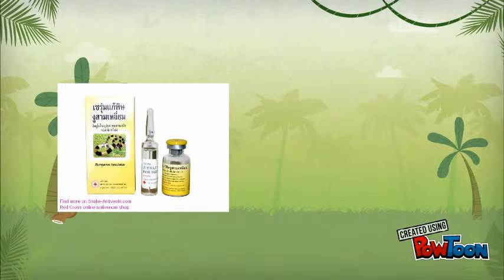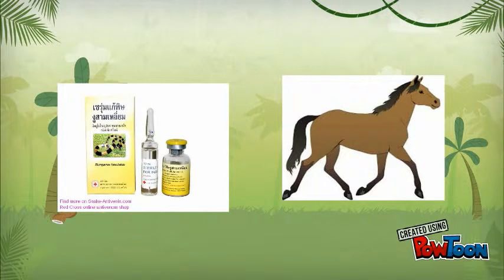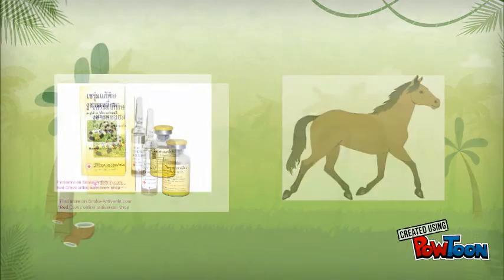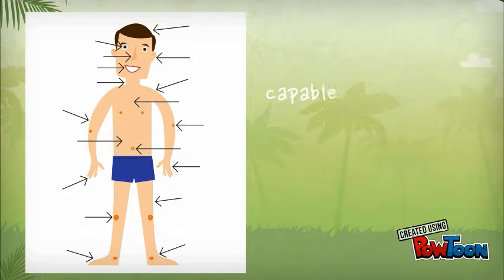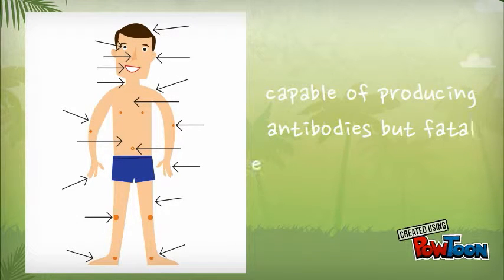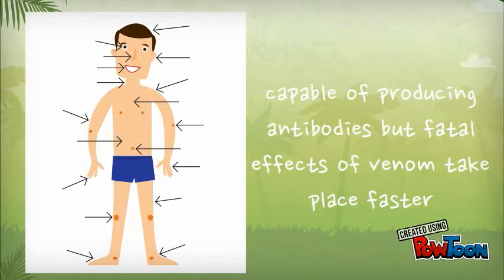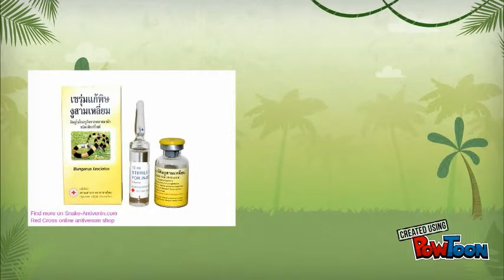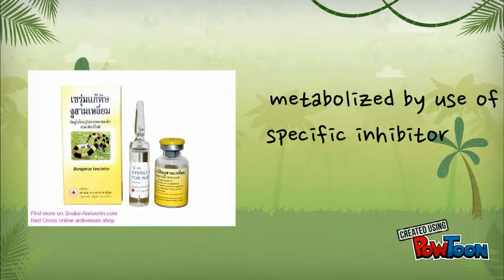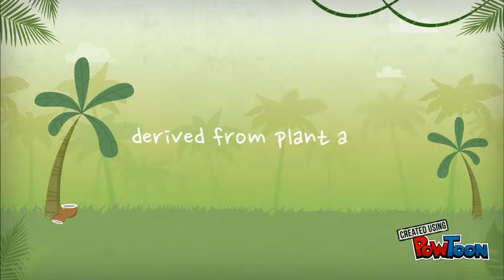Antivenoms are primarily derived by collecting antibodies from horses and other animals that have been subjected to a small amount of venom. The human body is capable of producing these antibodies as well, but since the fatal effects of venom take place faster than the rate of antibody production, antivenom is administered. PLA2 alone may be metabolized by the use of specific inhibitors and antibodies that are derived from plant and marine extracts.